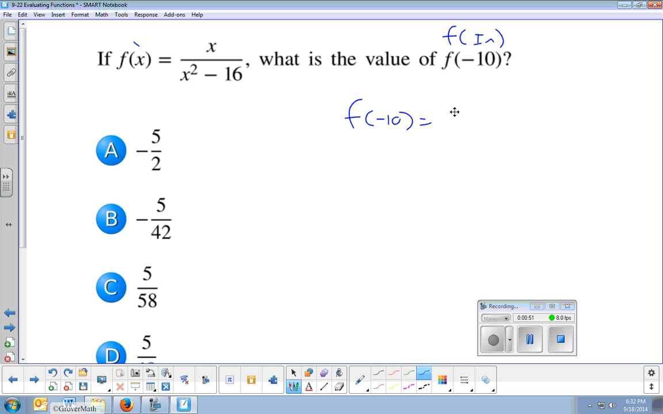So f of negative 10 is going to be negative 10 over, x is in the numerator, so now it's negative 10 here, x squared, which will be negative 10 squared. And make sure if you're inputting a value into something that has a constant, a coefficient, or an exponent, you're using parentheses, minus 16. So this would simplify down to be negative 10 over, now negative 10 squared is positive 100 minus 16. Remember, a negative number squared is positive, and 100 minus 16 is 84, and this will reduce to negative 5 over 42.